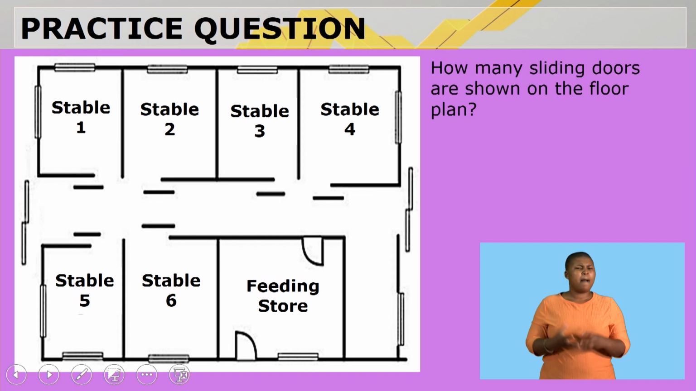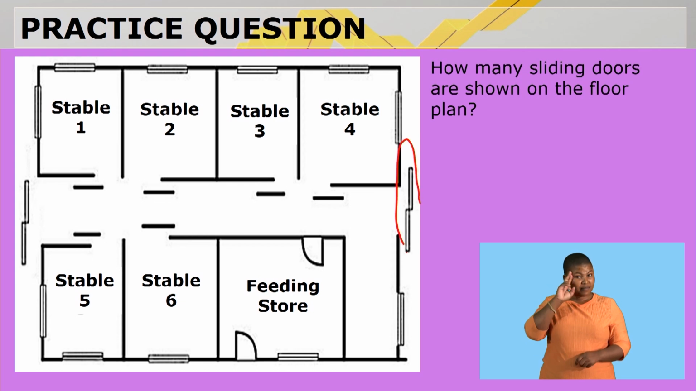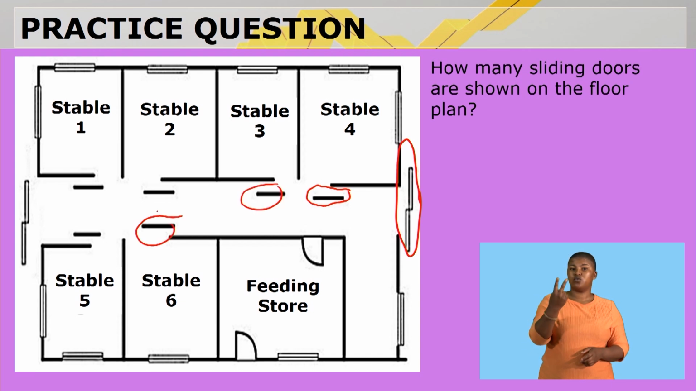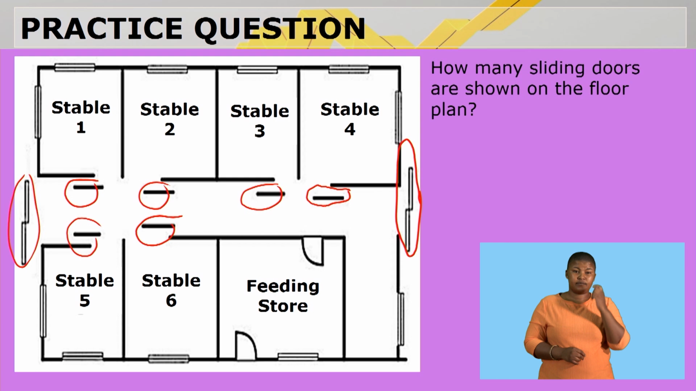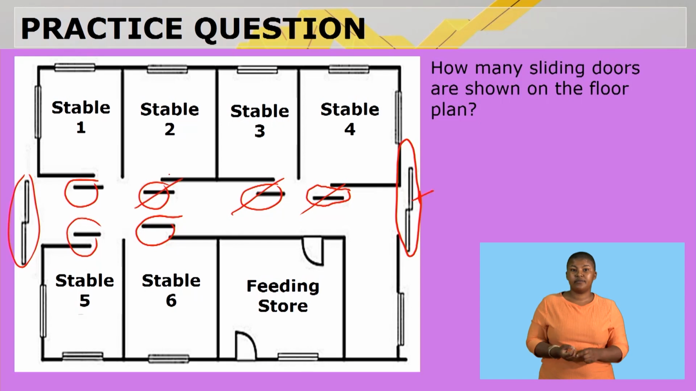How many sliding doors are shown on the floor plan? So remember, a double sliding door will look like this, and then a sliding door just going one way is that one. So how many sliding doors are there? It's 1, 2, 3, 4, 5, 6, 7, 8. Remember, even though it's a double sliding door, it is one opening, so we count it as one. So let's check again. 1, 2, 3, 4, 5, 6, 7, 8. How many are there? 8.